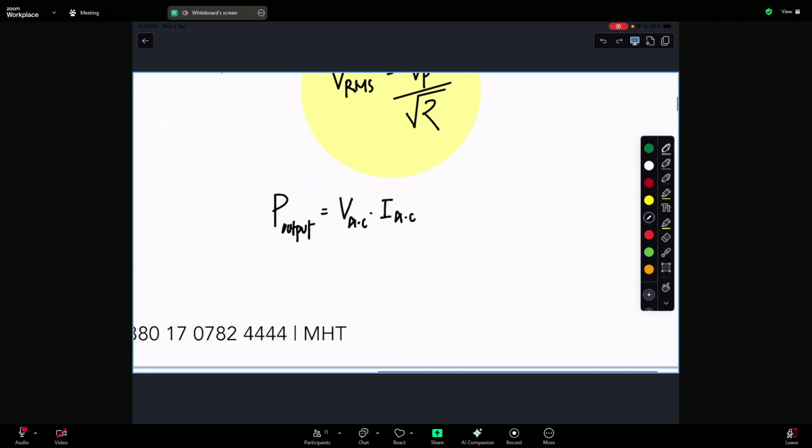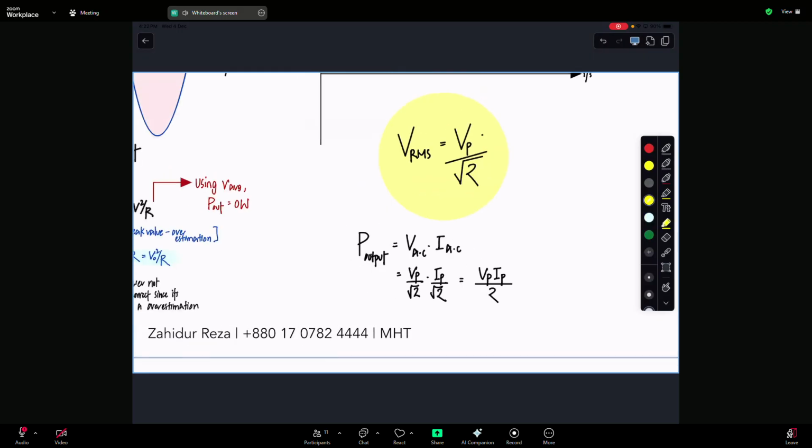So this is going to be what? V peak divided by √2, and ওটা কি হবে? I peak divided by √2. Can you tell me what this is going to be? V peak into I peak divided by 2. And it turns out this is what people who do electrical engineering use.